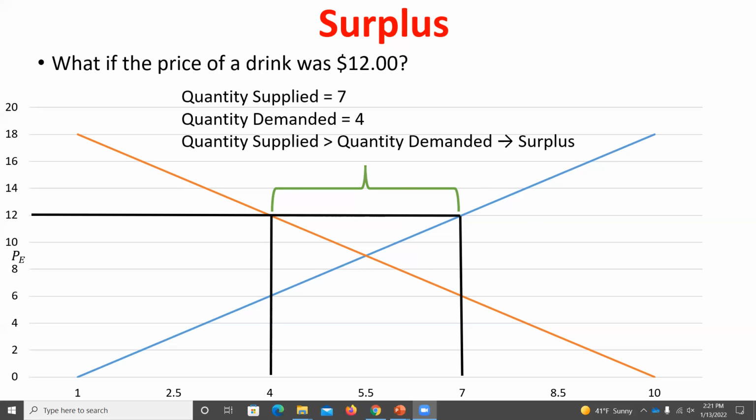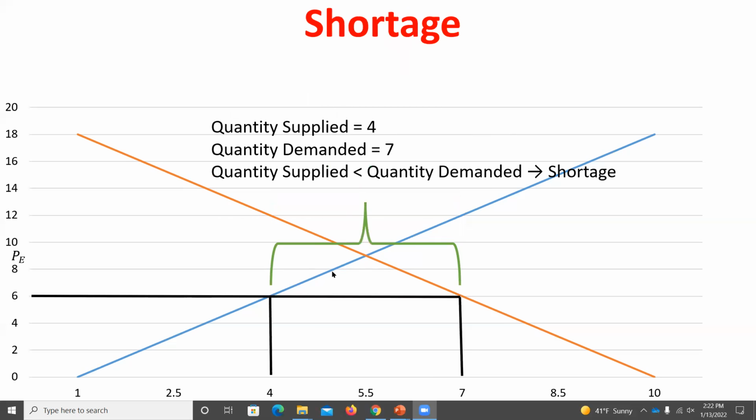Any questions on that? We could determine the value of the surplus by just taking the difference between my quantity supplied and my quantity demanded. So here we'd have a surplus of 3 units. Okay. Shortage is exactly the opposite.